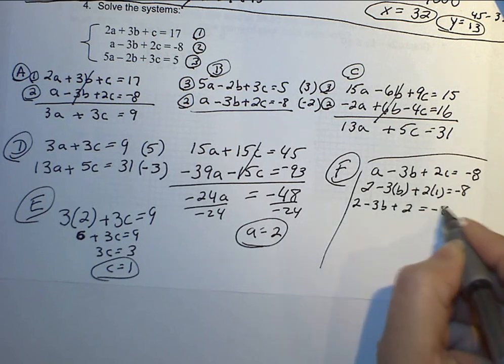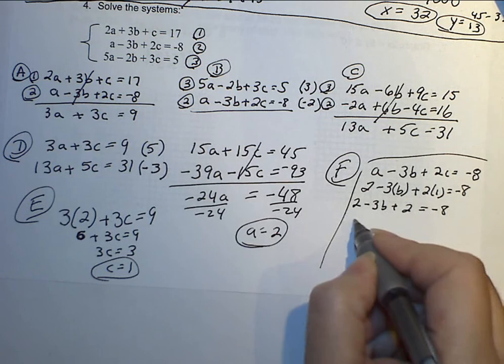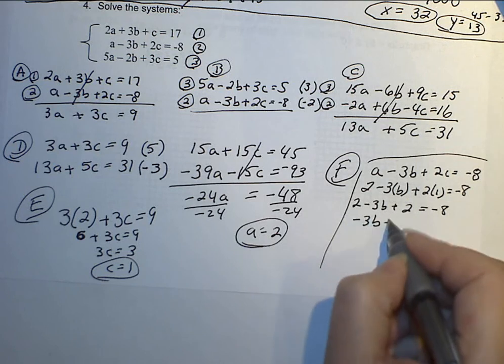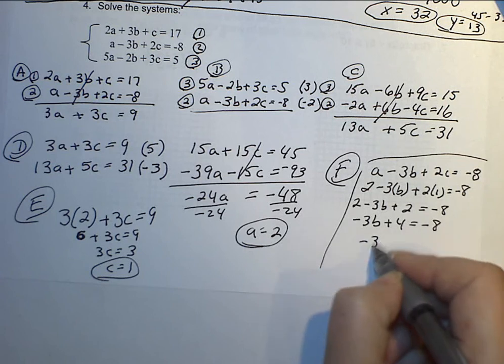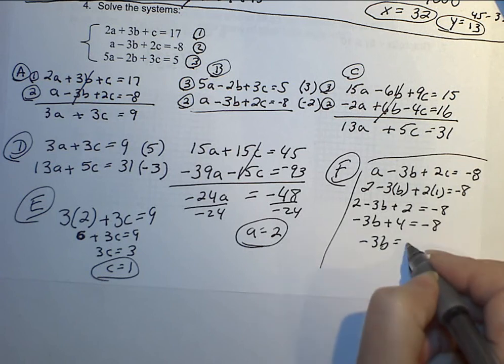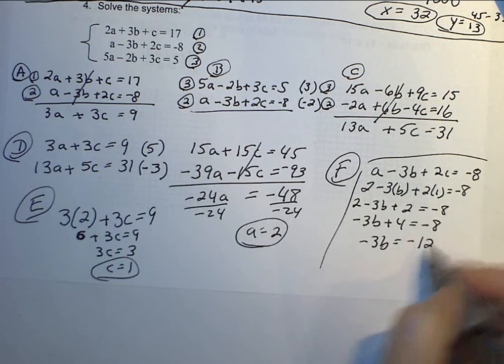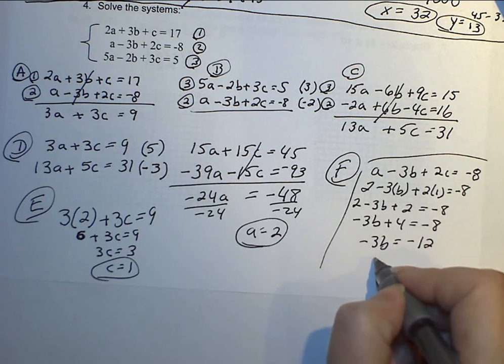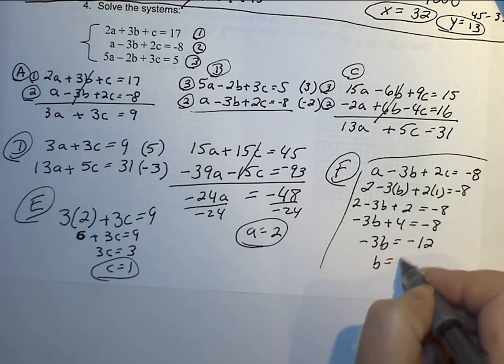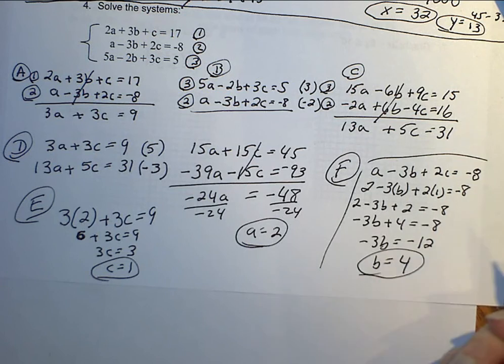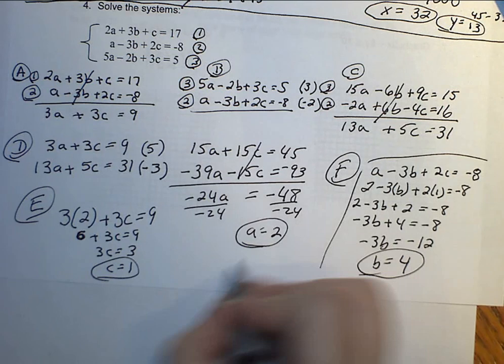Combine like terms, so I have negative 3b plus 4 equals negative 8. Subtract 4, negative 3b is equal to negative 8 minus 4 is negative 12. Divide by negative 3, we get b equals 4. So our point is A, which is 2, B, which is 4, C, which is 1.